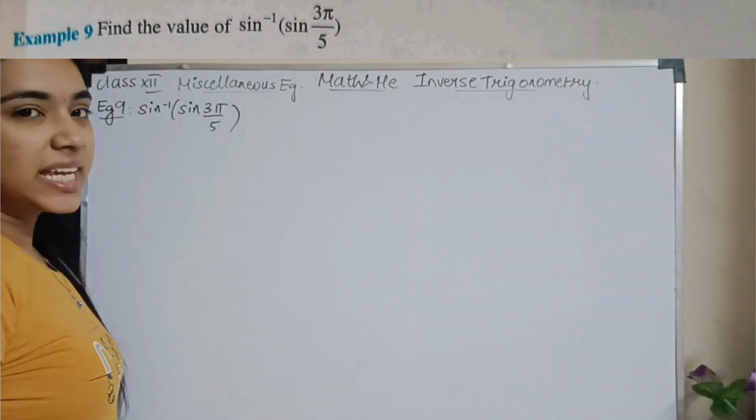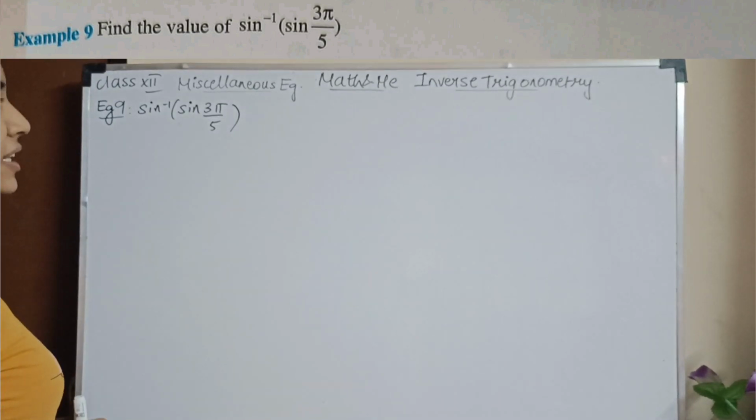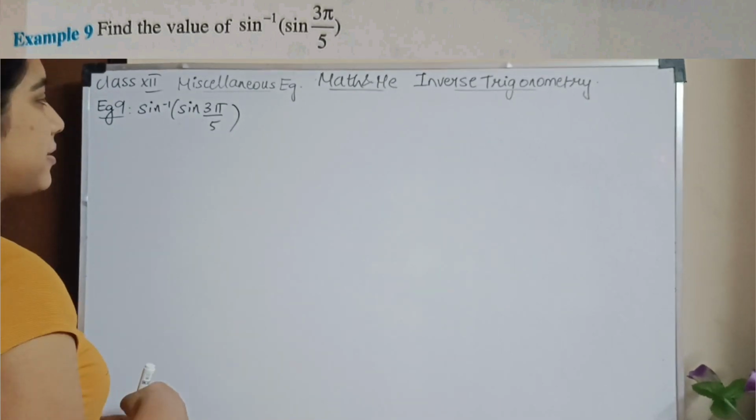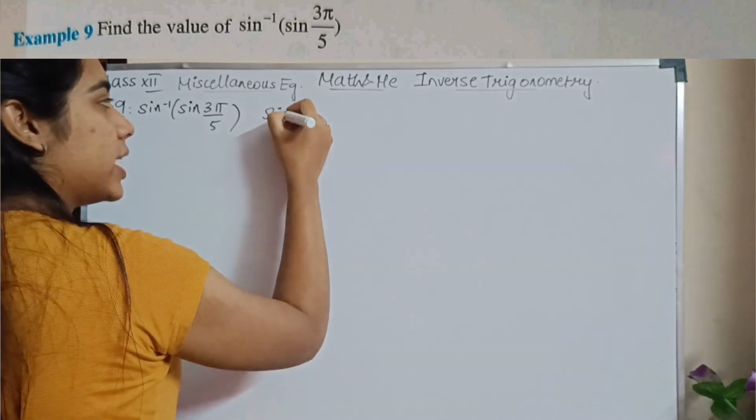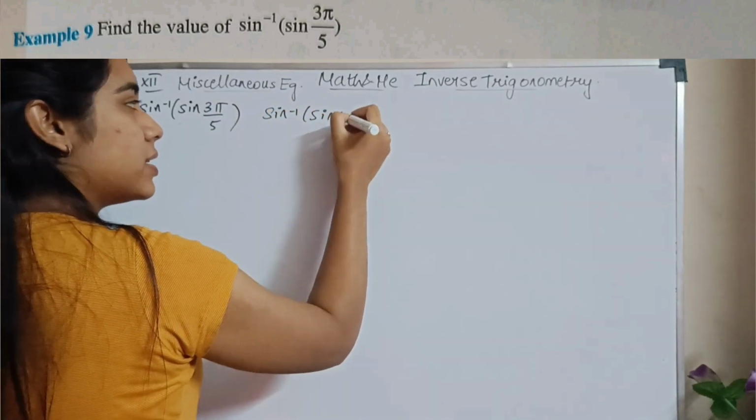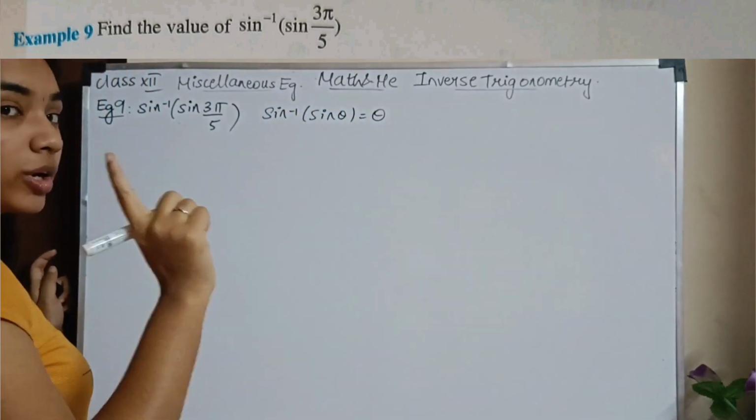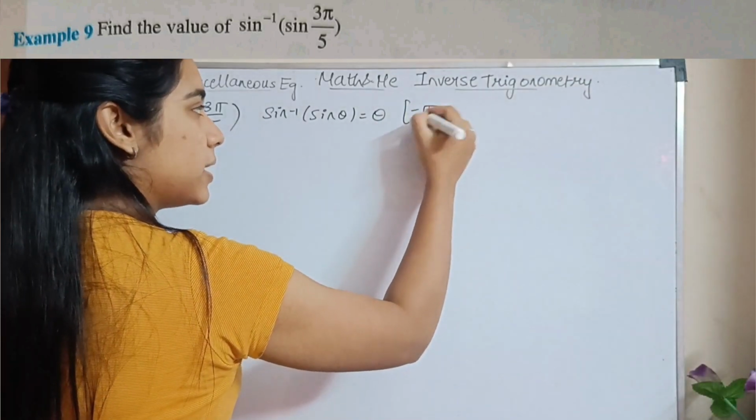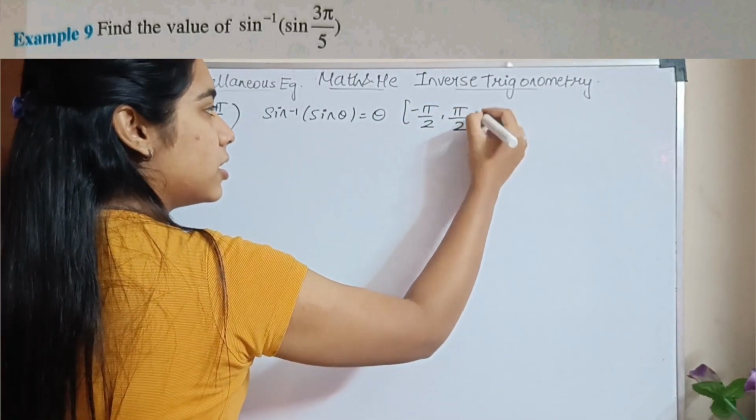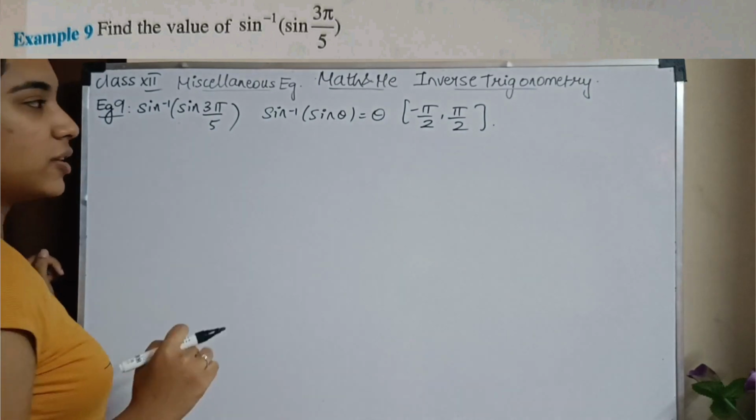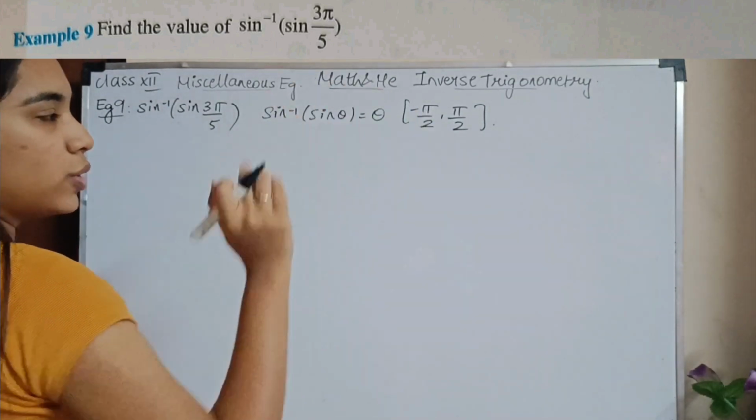So let us move on to some miscellaneous examples. Example 9: sine inverse of sine 3 pi by 5. You know that sine inverse of sine theta is going to be theta only if it's in the range. Remember, please watch my previous videos for better clarity of the theory. So this is equal to theta only if it lies in the range.